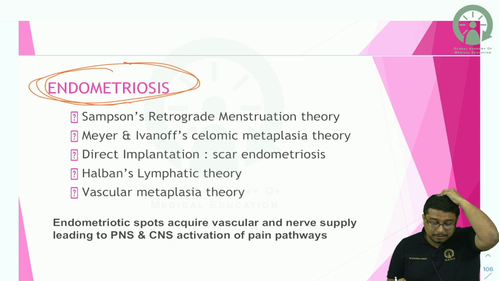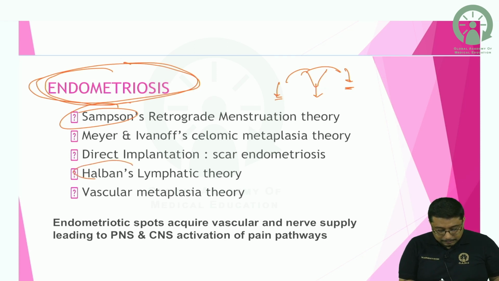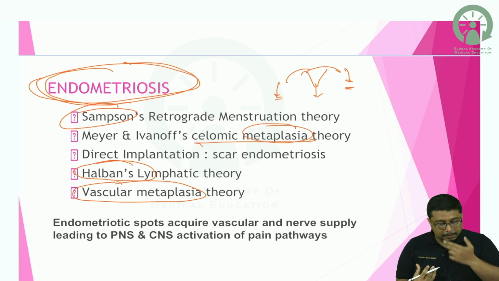So how does this endometriotic tissue get outside the uterus? So there are certain theories, like when she is menstruating, the blood comes through the vagina, and some blood comes through the tube and implants on the pelvic floor. So that is Sampson's retrograde menstruation theory. And then there is the lymphatic spread theory by Halban, and vascular metaplasia theory. Then coelomic metaplasia, like some normal tissue of the pelvic peritoneum becomes metaplastic and becomes endometriosis.